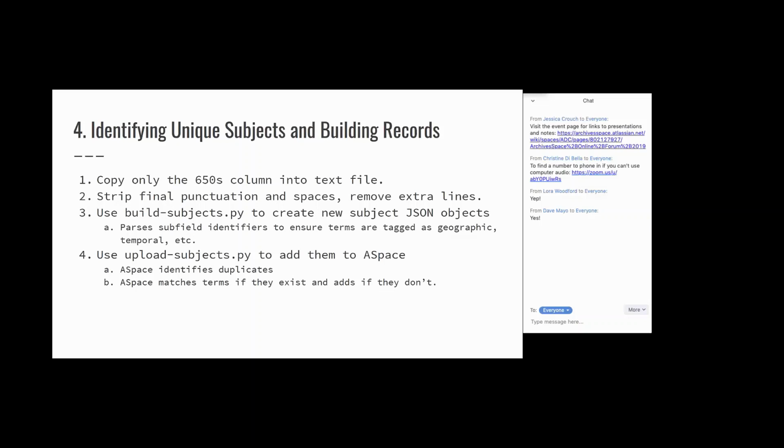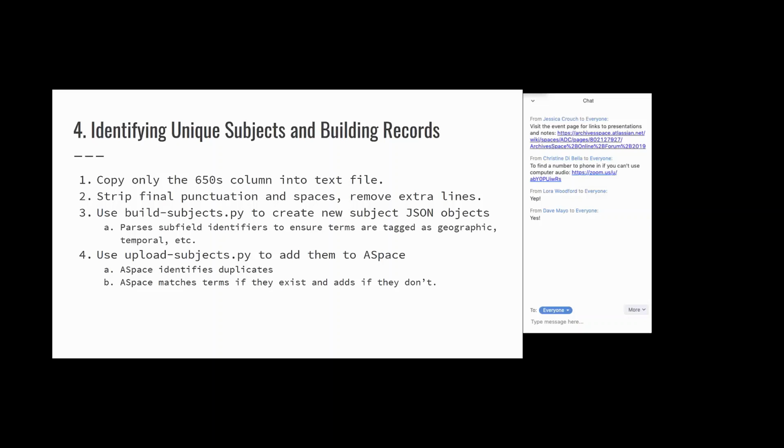I then used one of the scripts, which I'll be linking to at the end of this, buildsubjects.py, which creates new JSON subject objects. It parses each subfield identifier to ensure that the terms are properly tagged as things like geographic, temporal, I believe is what the term is. The terms vary slightly between the MARC documentation and what ASpace calls it, so I've worked it all out and it's documented. And then I used upload subjects, which is a simple way of putting them against the post in the ArchivesSpace API.